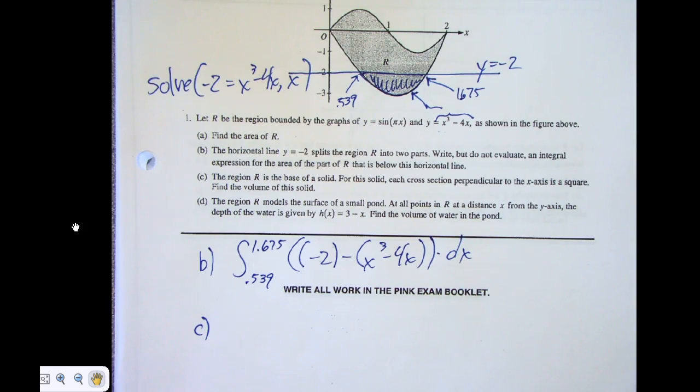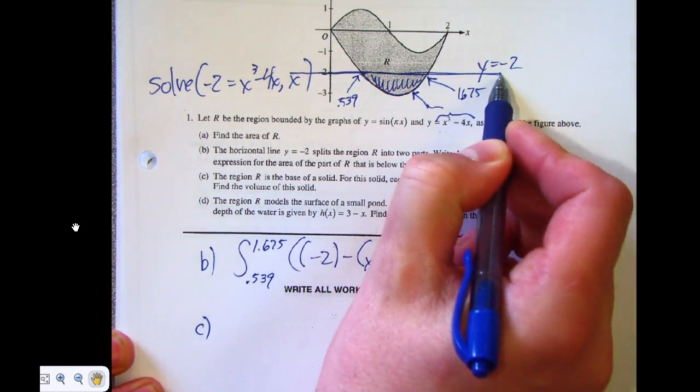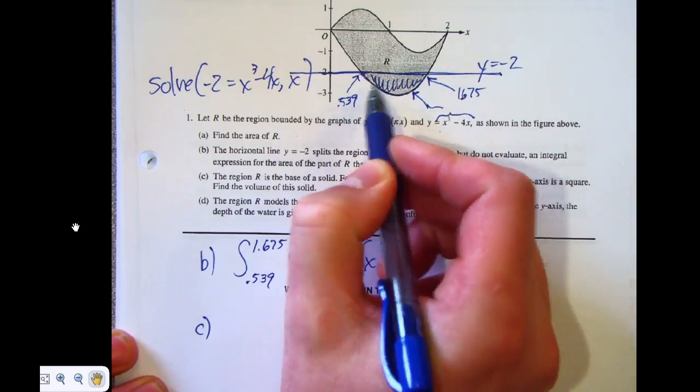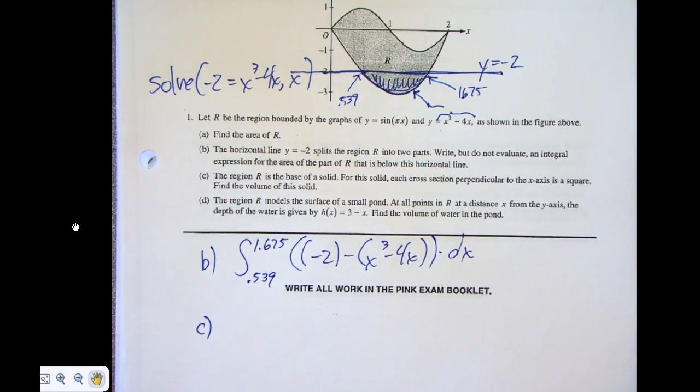Because these probably intersect again, somewhere else. You're finding what's below R, the part below the line. So this line y is negative 2. The part of R that's below that.